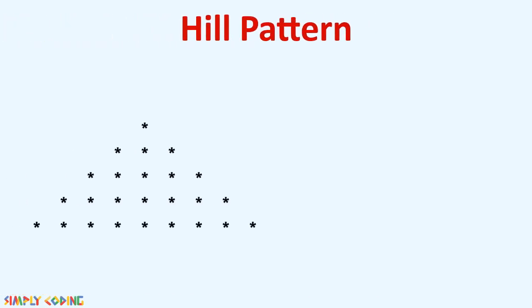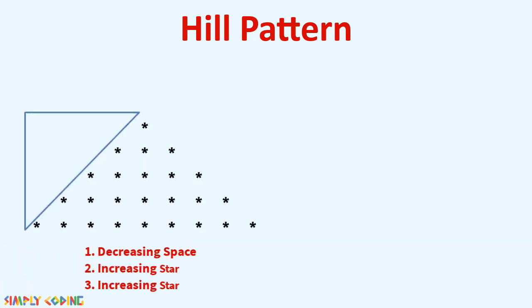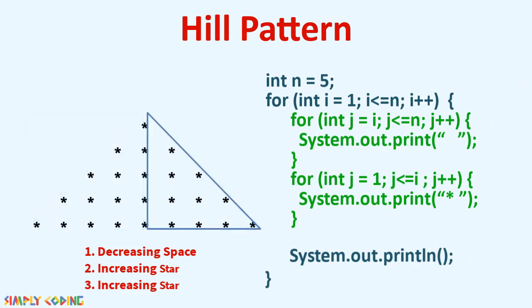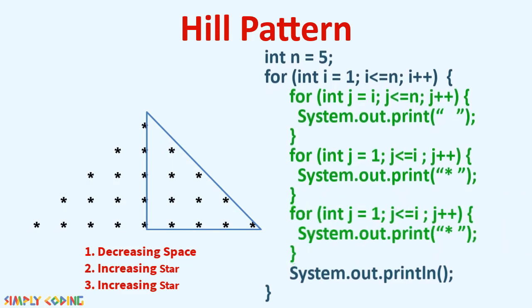Now what if the pattern was like this, a hill pattern? This pattern has one decreasing triangle of space, then two increasing triangles of star. Now we already have written code for the first two triangles of this pattern. Here the third triangle is also an increasing triangle pattern. So we will write one more for loop inside the same outer loop. Now there is a small catch here which you need to remember.